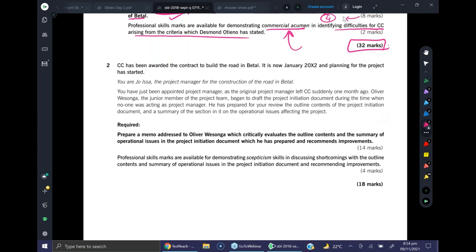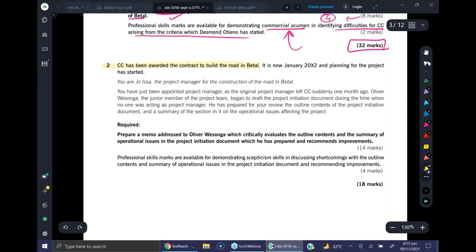So now requirement number 2 says that CC has been awarded the contract to build the road in Beetle. Do you see that in requirement 1, we were talking about considering factors which will affect the final decision, etc. And now in requirement 2, some time has passed and they say that CC has now won the contract to construct this road in Beetle. It is now January 20x2.